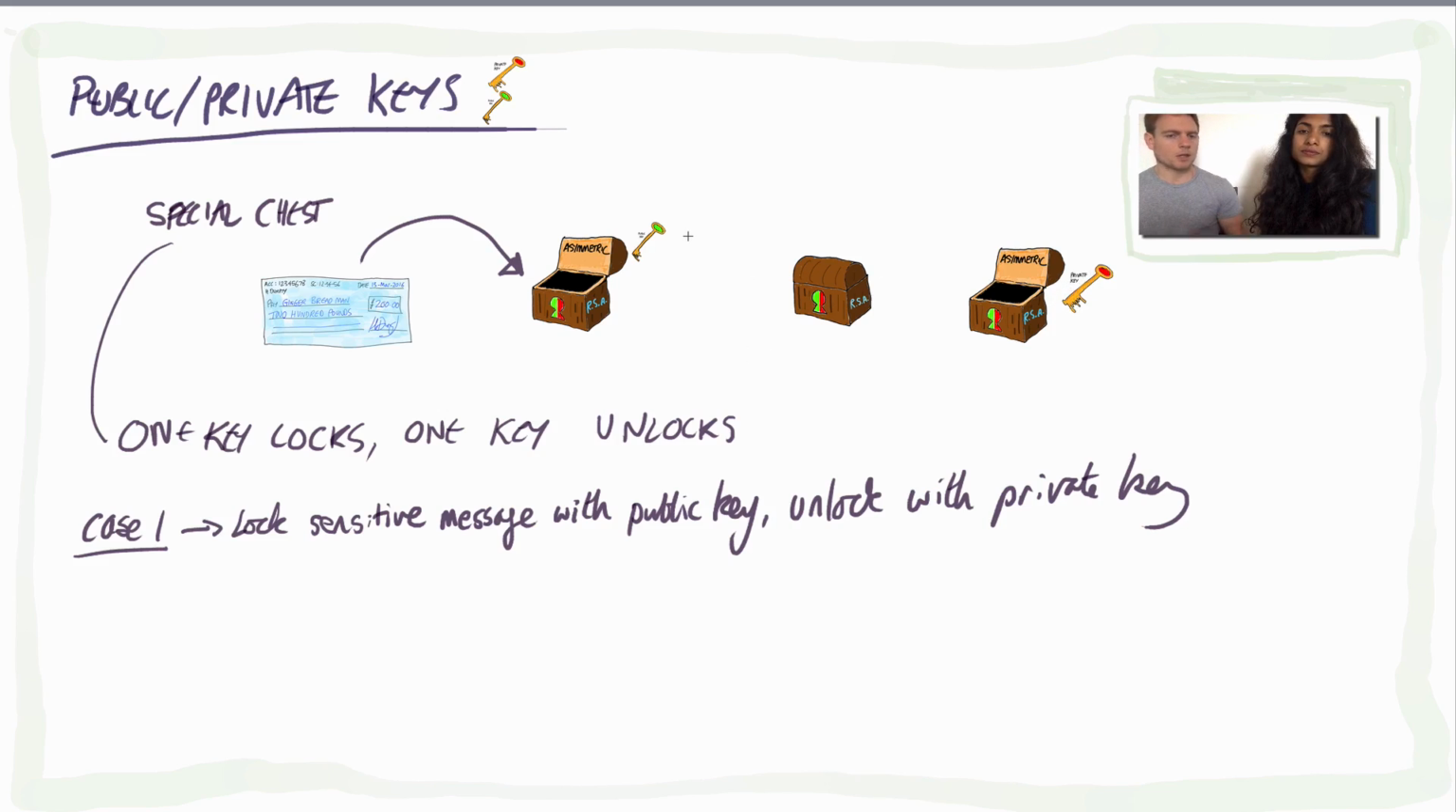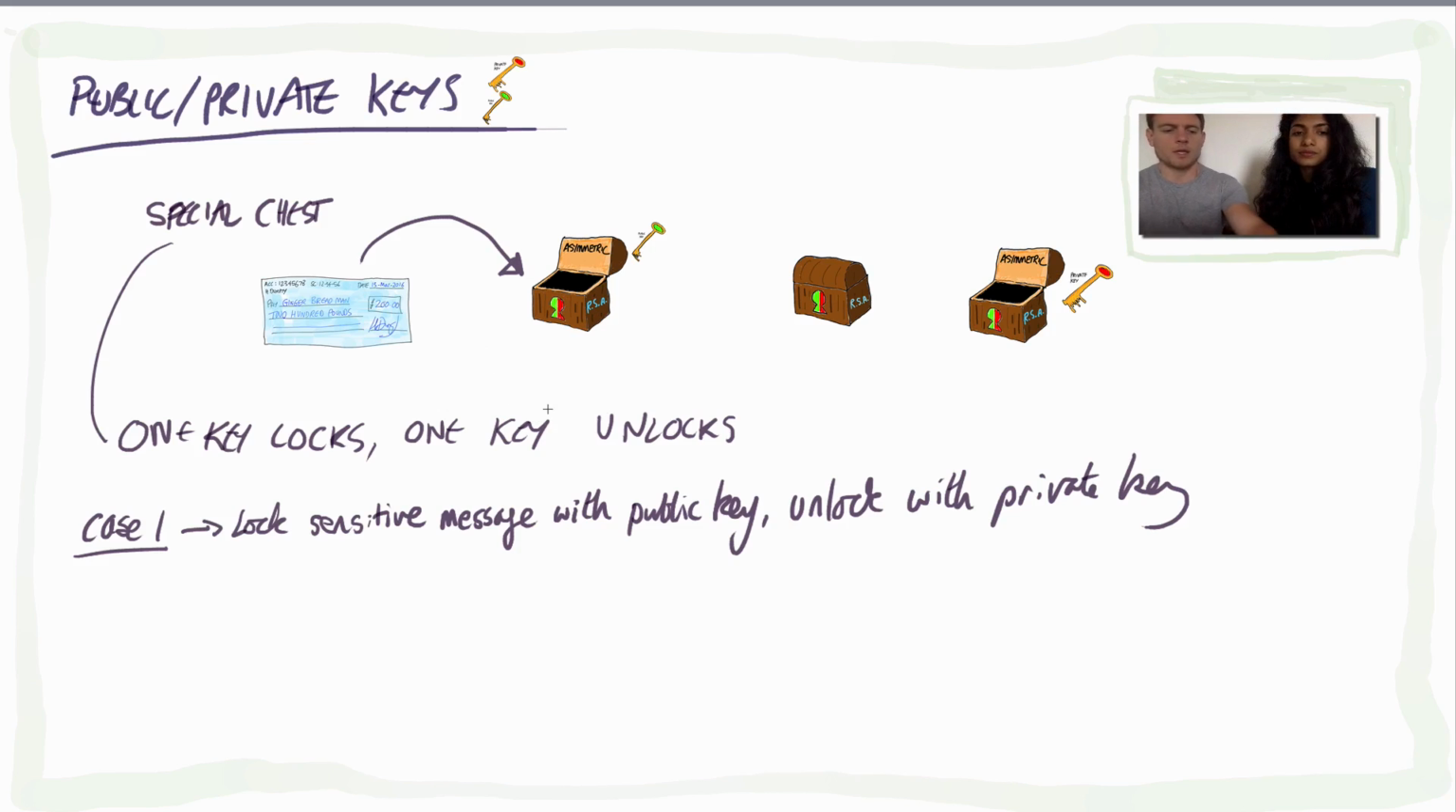And these keys come in pairs. So when you buy one of these from the hardware store, you buy the chest, and the lock is configured to have a matching public and private key. It's really as simple as that. So that's how it works in the real world.